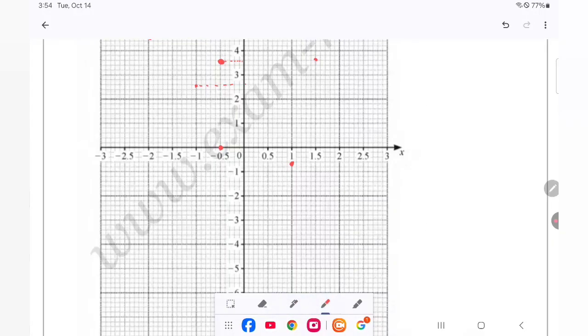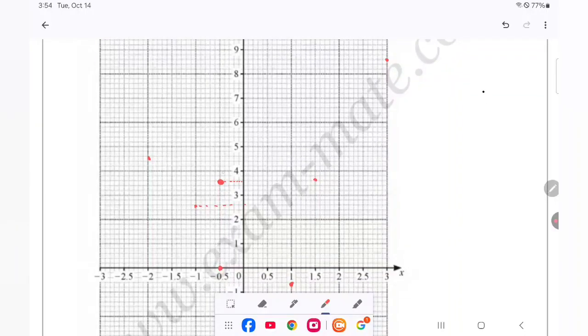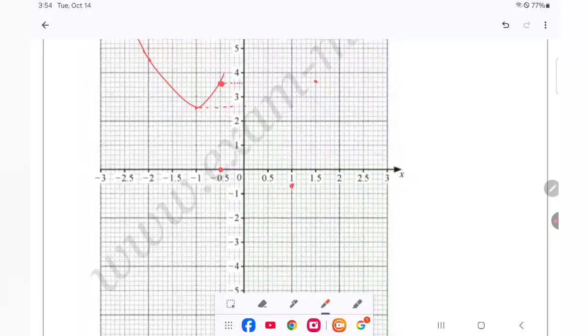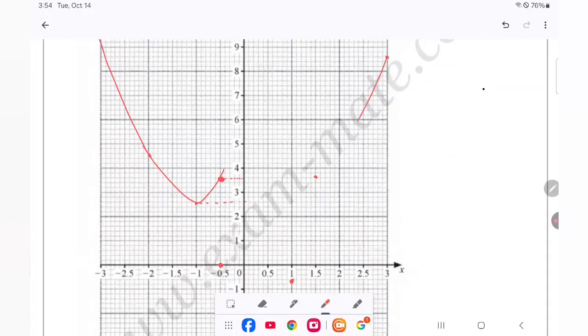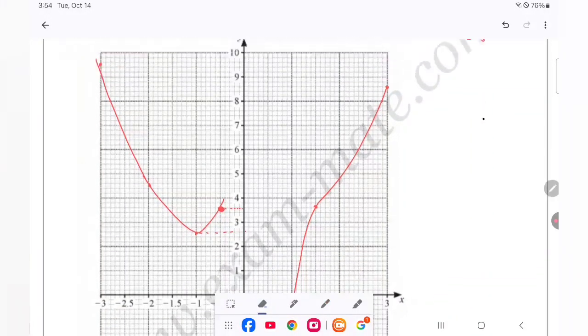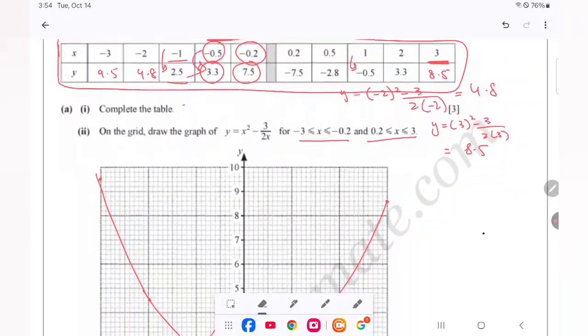So a graph of something like this and another graph something like this will be formed. So this is our graph. If you put in all the points, it will give you more accuracy.